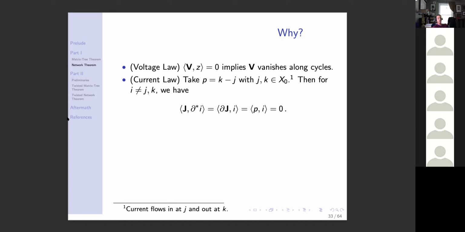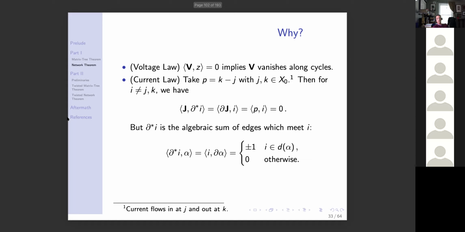So that's where the current law comes from. Well, not quite. I have to tell you what this has to do with the current law itself. Boundary star of I is the algebraic sum of the edges which meet I, because what is boundary star of I, inner product with an edge alpha? Well, it's the same as I, inner product with the boundary of alpha, but that's equal to 0 if alpha is not an edge which meets I, and it's equal to plus or minus 1 if it is an edge which meets I.